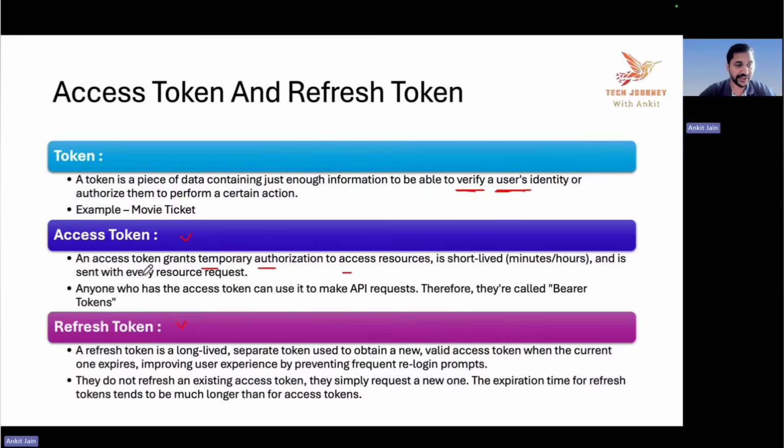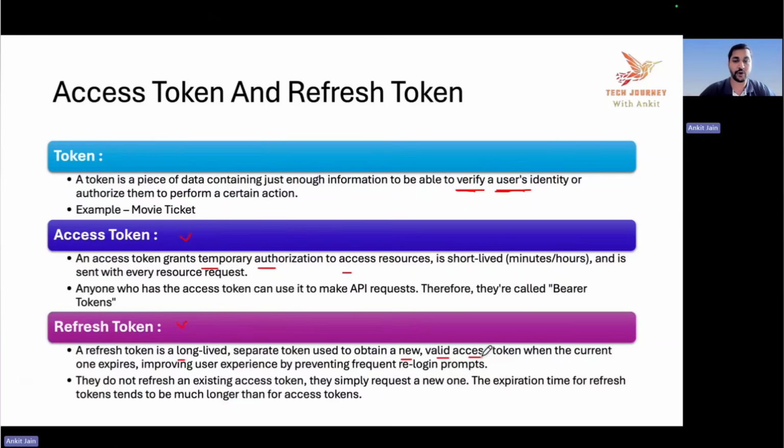How is the refresh token different from the access token? Refresh token is something which is long-lived. It's a separate token that is typically used to obtain a new valid token.